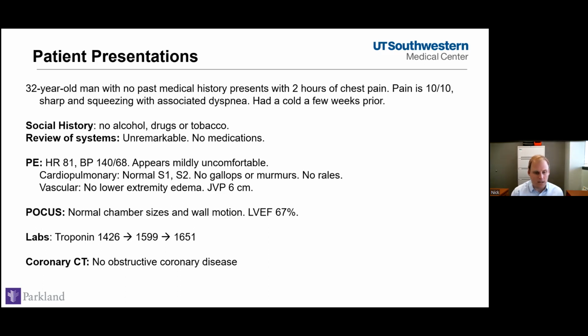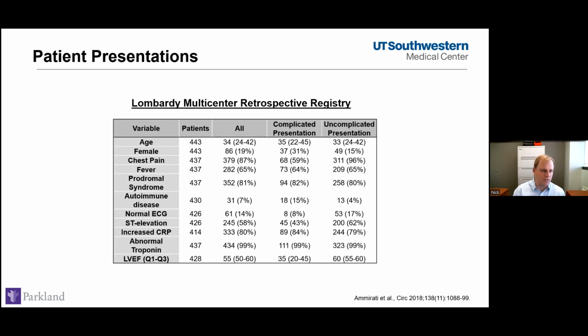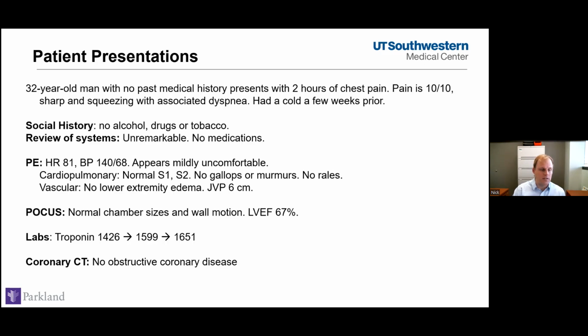Now, as that patient is admitted to the hospital, as a consulting provider, of course, you diligently want to exclude obstructive coronary disease, and given the pretest probability, he has non-obstructive CAD. And so the clinical suspicion now, of course, is a viral associated or autoimmune myocarditis. And so what does that look like for these patients when they come in?